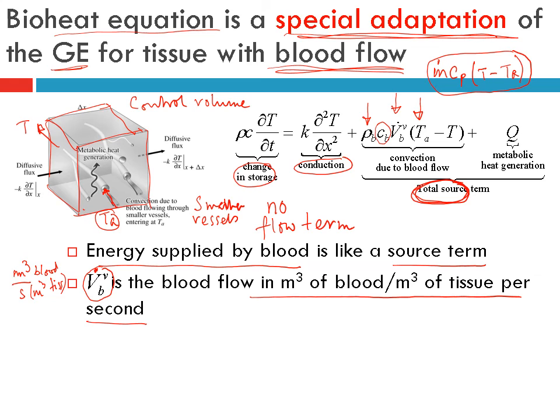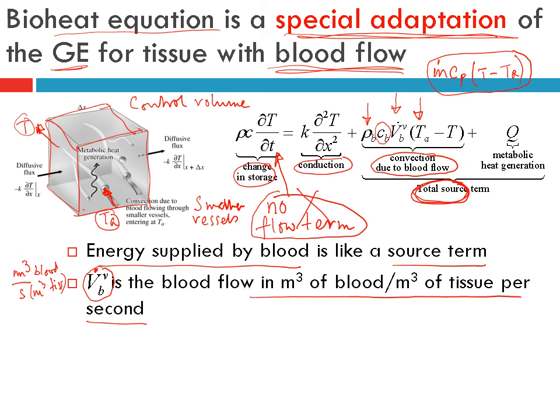So it brings in the heat because it's warmer, but when it goes out of the volume, it has equilibrated with the tissue, so it has given off that amount of heat. So I'm going to include that as convection due to blood flow. This is why we have no other flow term in here. We don't have it, because the effect of blood flow is included in here.